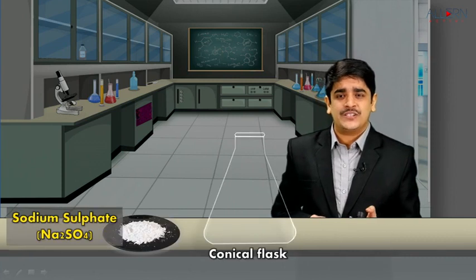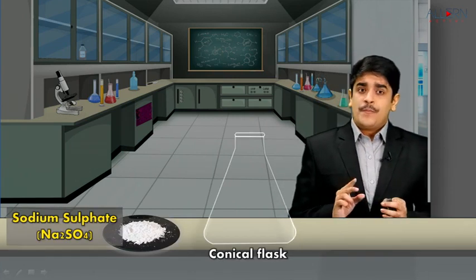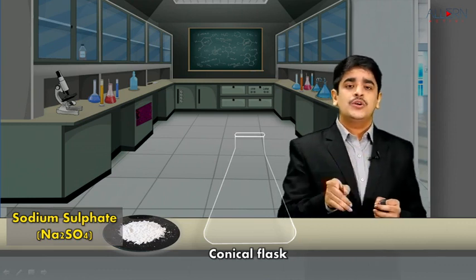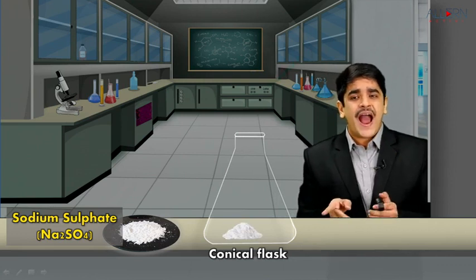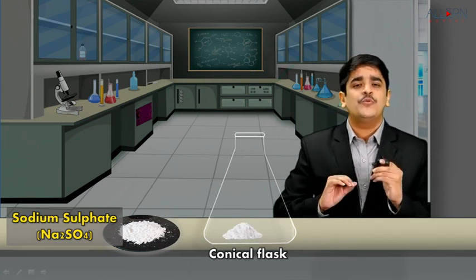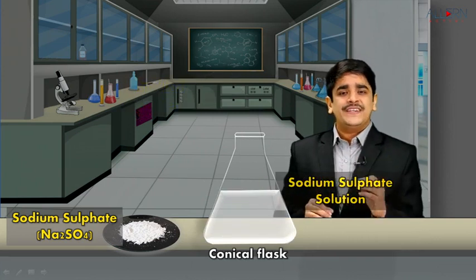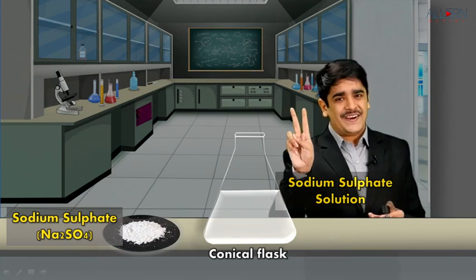Who do we have next? We have sodium sulfate, again a white colored powder. But for the reaction, I require a sodium sulfate solution. So, I have taken a conical flask. What will I add into it? I will be adding the sodium sulfate to it, and to convert it to a solution, I am going to add distilled water. In that case, I will be getting a sodium sulfate solution, which is my second reactant.